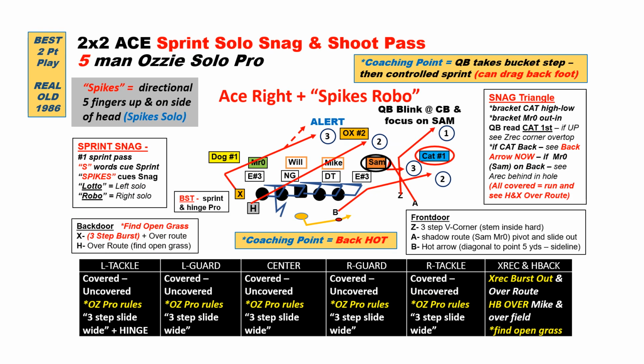Another great sprint and shoot pass is our Spikes Robo, where we have the back free release in the flats, and we go ahead and read the corner high-low to the Sam outside in.